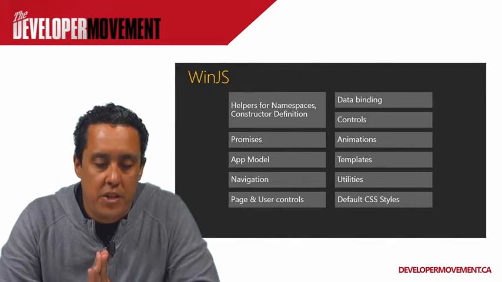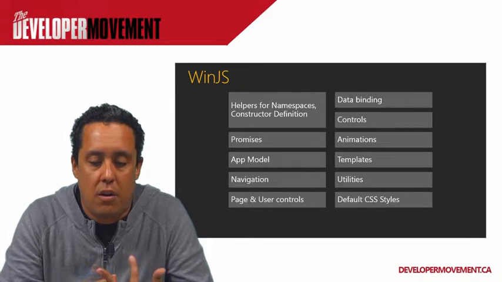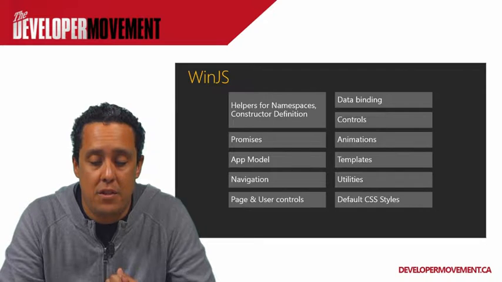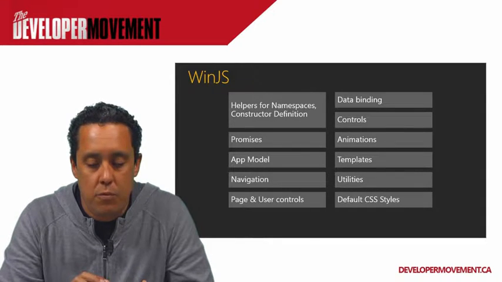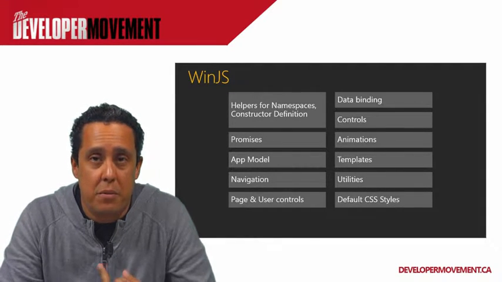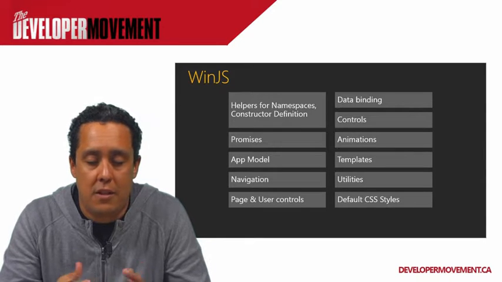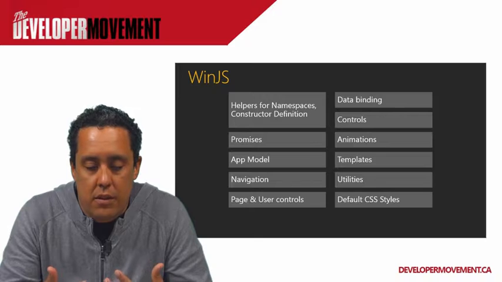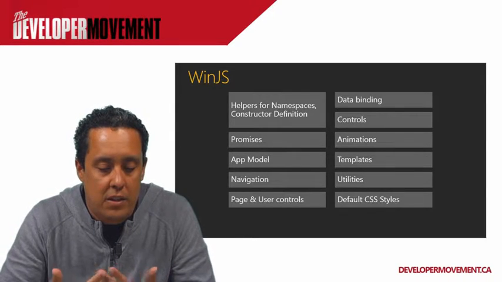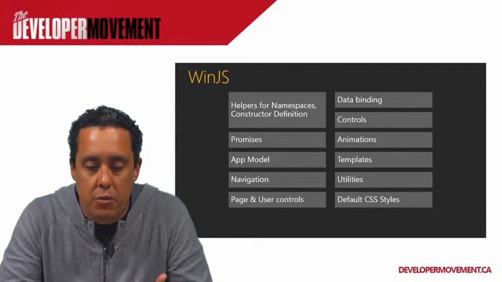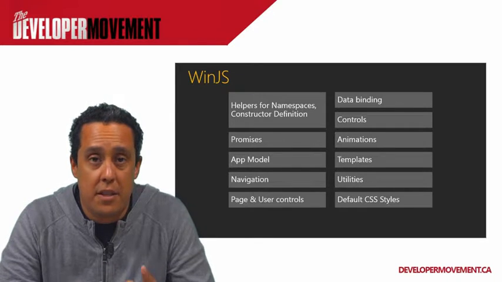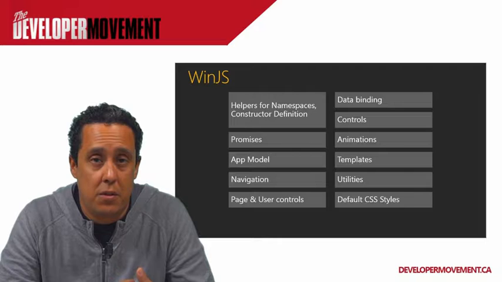So what's available in WinJS? Some of the key things are the helpers for namespaces and classes definitions. You want to use those to help organize your JavaScript a bit into classes, and then your class could have methods and properties, and it's a simulation of classes. You do want to use those. It helps you organize.